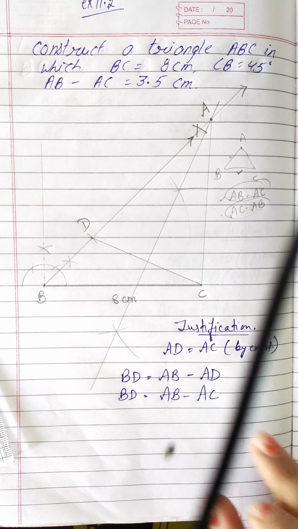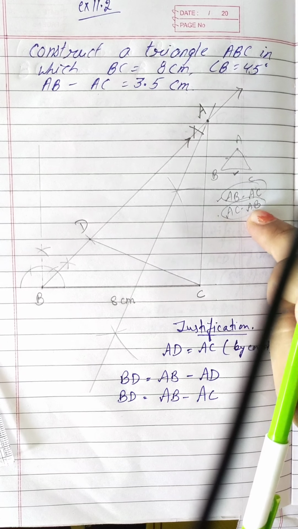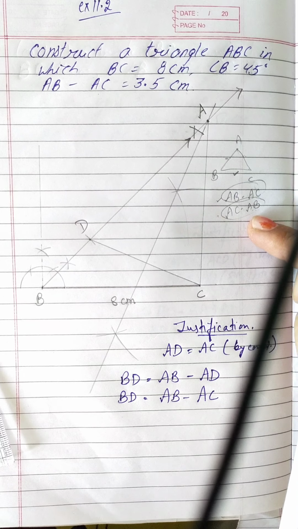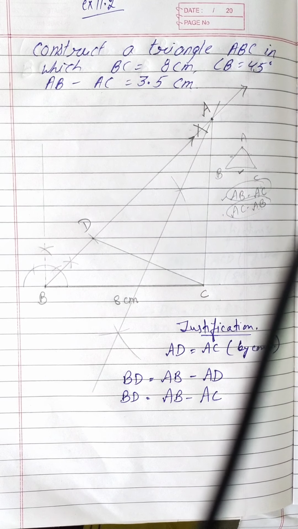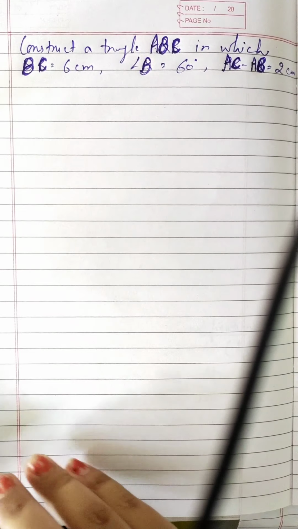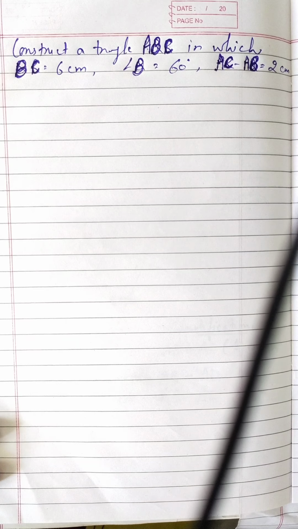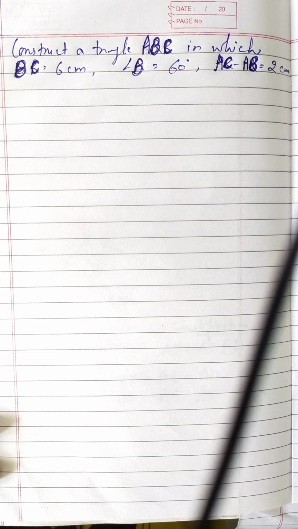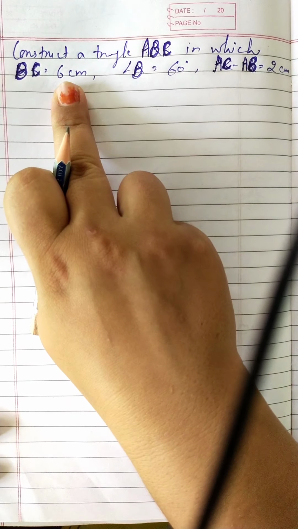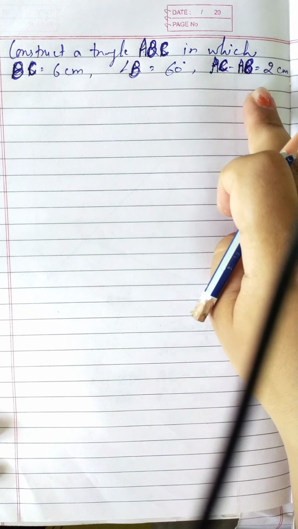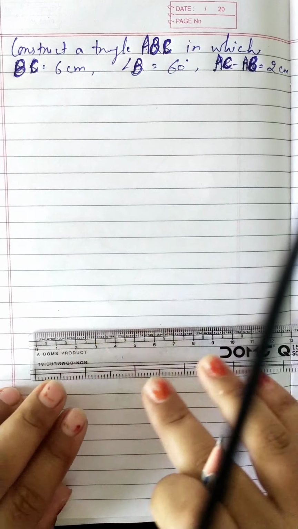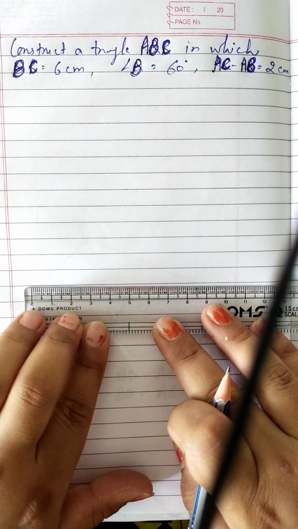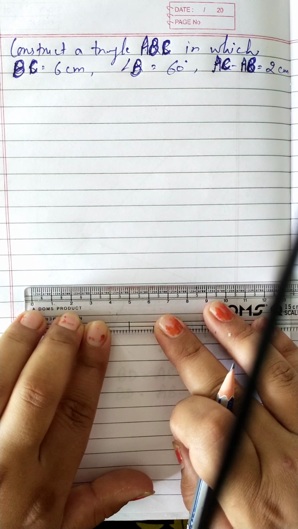Hence justified. Now the next part of this difference in constructing the triangle, that was AC minus AB. So we'll do that also. So let us do the next construction. We have the question: construct the triangle ABC in which BC is 6, angle B is 60 and the difference AC minus AB is equal to 2. So let us start without wasting time. Draw base BC equal to 6 centimeters.